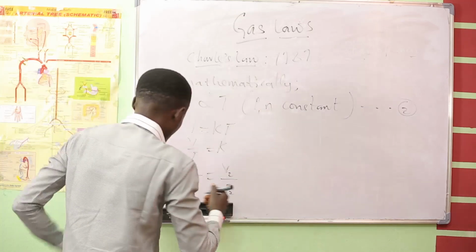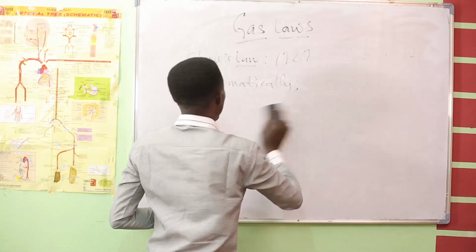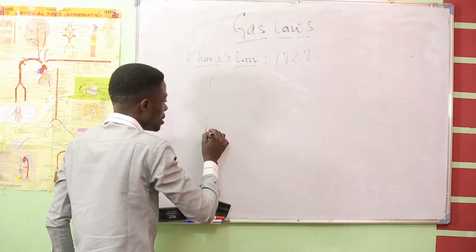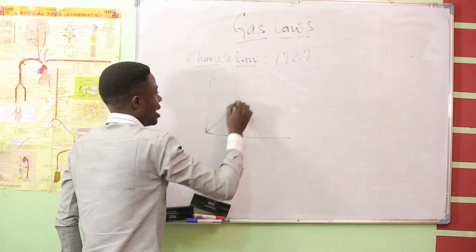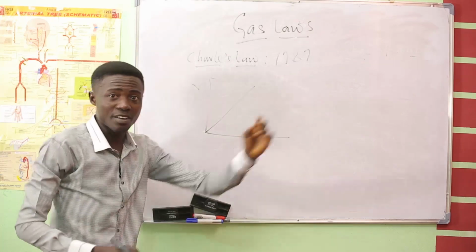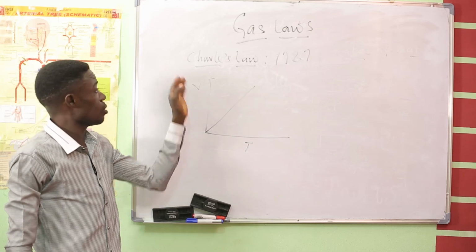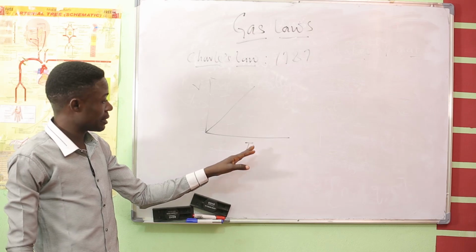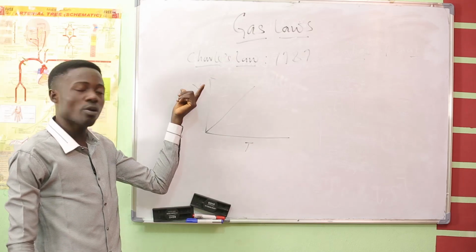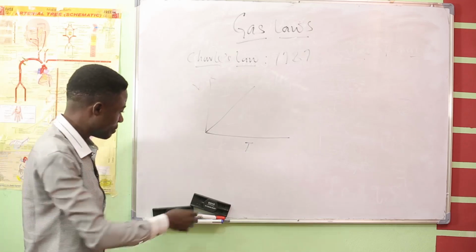All right. Graphically, let's represent Charles' law. So we have this, and then we have this. That's a plot. Here we have V, and here we have T. At any given point, if V increases, T will also increase. At least, if the volume of the gas increases, the temperature will also increase. And if the temperature of the gas increases, there will be an expansion of volume, or an increase in the volume.